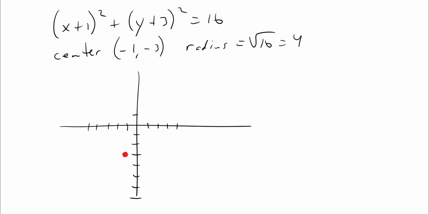Okay, let's plot some points. 4 up, 1, 2, 3, 4. 4 to the right, 1, 2, 3, 4. 4 to the left, 1, 2, 3, 4. And 4 down, 1, 2, 3, 4. All right, cool. And then we draw the circle.